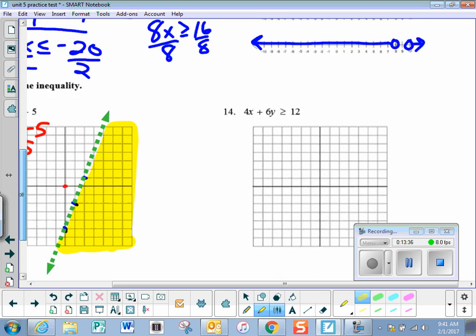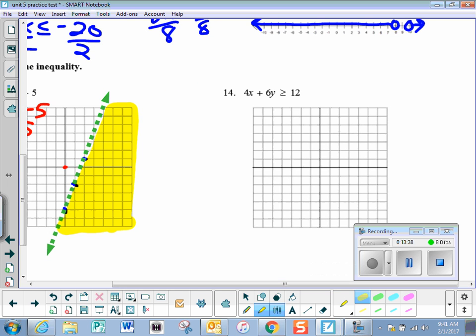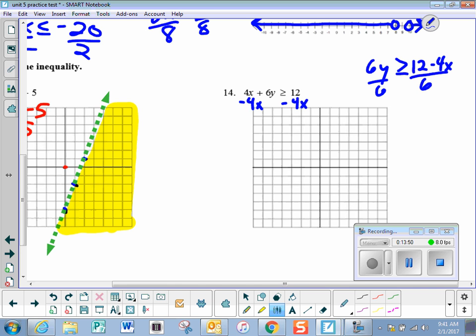Number 14 asks you to get y alone first. Okay? So I would need to subtract 4x from both sides. So I get 6y is greater than or equal to 12 minus 4x. Divide both sides by 6 and get y is greater than or equal to 2 minus 2/3 x. Not so bad. I'm going to start at 2. I'm going to rise negative 2, run 3. That one is a solid line, so I'll go with my solid line.